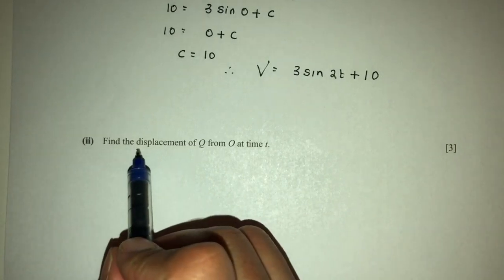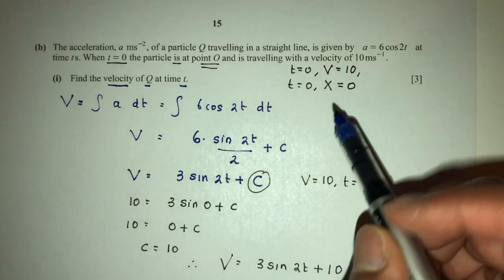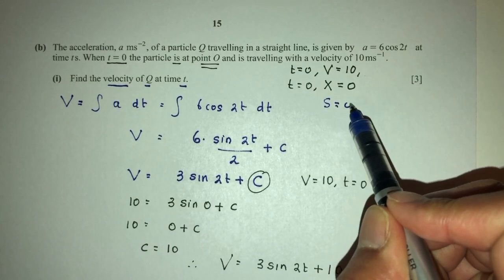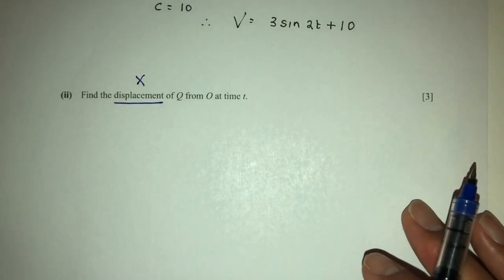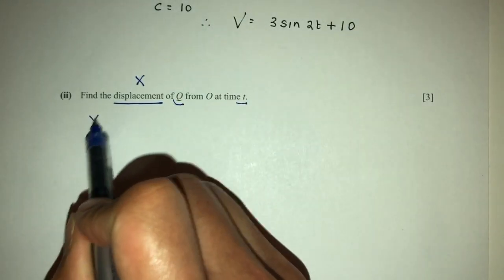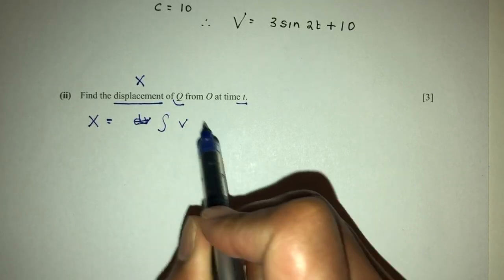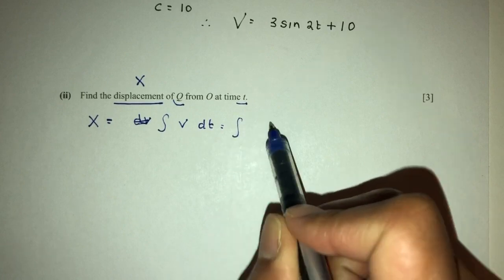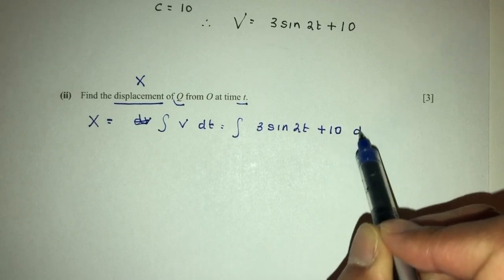That is part 1. Now for part 2, we have to find the displacement, which is x, according to our definition. This is what we choose x to be for displacement, but we can also use s as displacement. It is up to you; you can choose either letter to represent displacement. So we have to find that of Q at time t. We know x is given by, not dv, but the integral of v dt. That will be the integral of 3 sin 2t plus 10 dt.